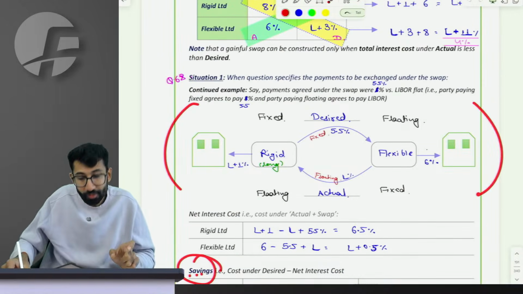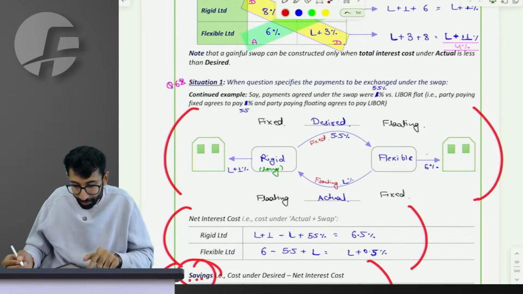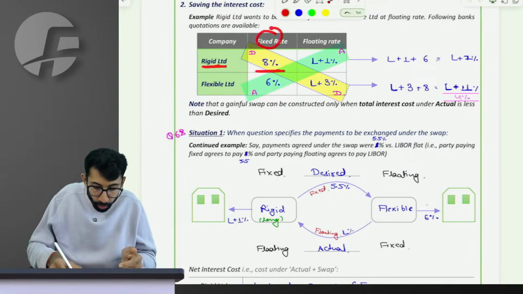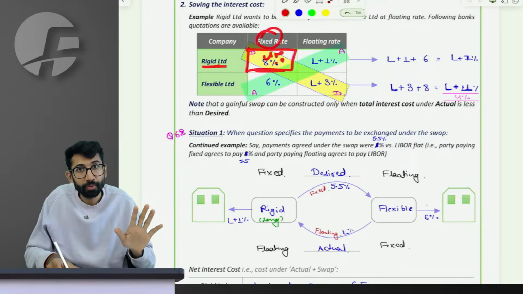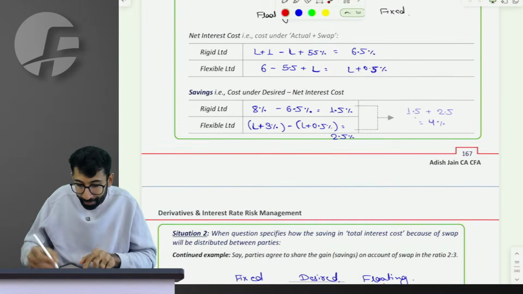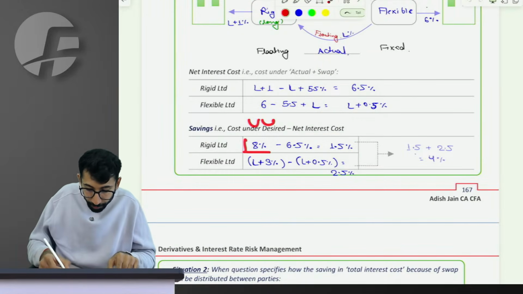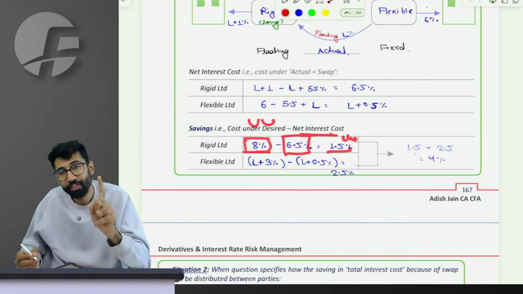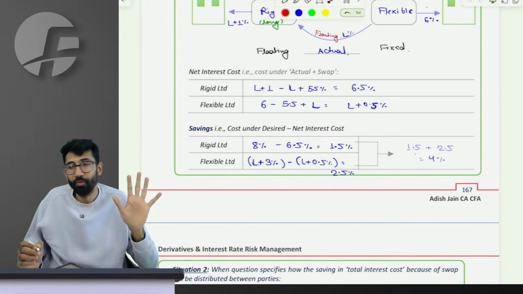First you created a swap diagram, then you found out the effective net cost, and then you found out the saving. For example, you will say, Rigid, if you wish to borrow at fixed, you will be able to borrow at 8% on your own. However, through my plan, where you do otherwise and then you do swap, you are able to borrow at fixed at 6.5. So the cost under desired for you was 8, but through me the net interest cost you are paying is 6.5. You will end up saving 1.5% per annum as your interest cost on whatever is the amount of borrowing.